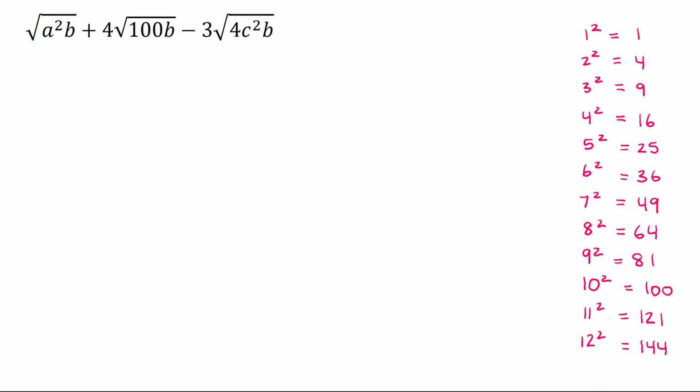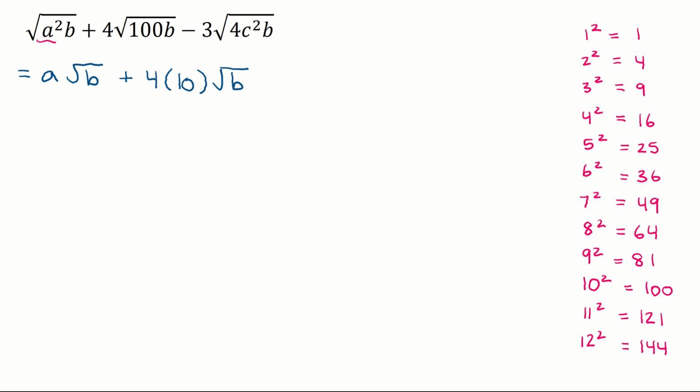So this case involves more variables than before. Let's take a look at what we have, though, under our square root sign. So for our first one, we have a squared b. A squared is a perfect square, so we can just pull this out and we can make this equal to a root b. In our second one, we have a 4, and then we have 100b. 100 is also a perfect square. When we square root 100, we get 10, which leaves us with root b under the square root sign.